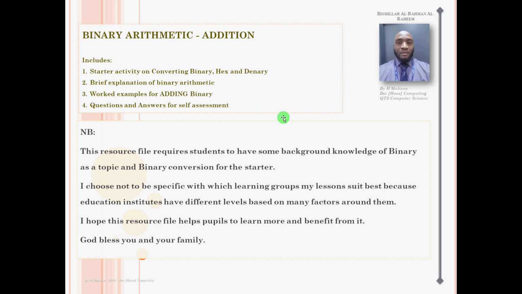You should have some background knowledge of converting binary, hexadecimal and denary, and I'm going to set you a starter activity on that. It will be a fast exercise. There will be a little bit of an explanation, but you will have to read through that, just to save us time, on what binary is, adding it, and so forth, and why we add it, how it's added. I'll also show you some examples on adding binary numbers, and then questions and answers for your self-assessment. If you want to read through this, please pause the video and take some time and read through.